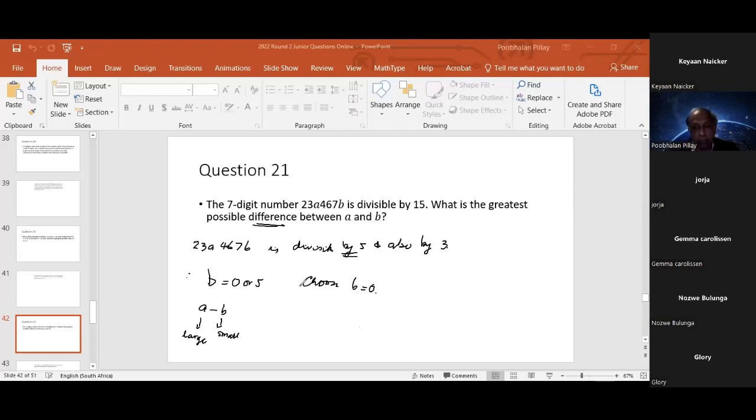All right, so now I've got the value for B, and I've got 2, 3, A, 4, 6, 7, and B is 0 now. We made B equal to 0. Now, this is divisible by 3. Let's look at the next fact. You should know that for 3 to go exactly into a number, the sum of the digits is a multiple of 3. So you add all these digits, 2 plus 3 plus A.